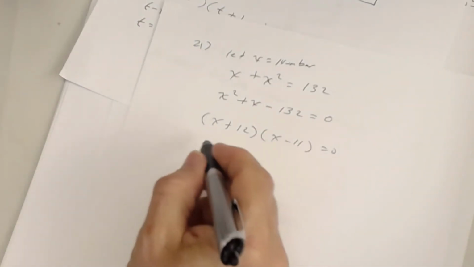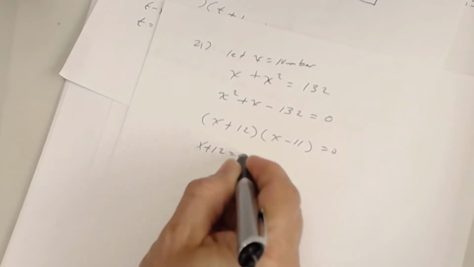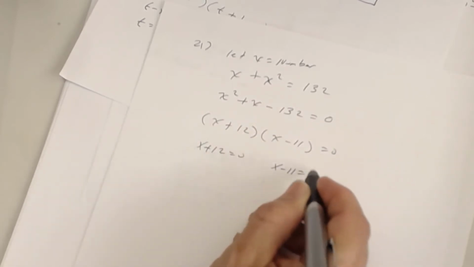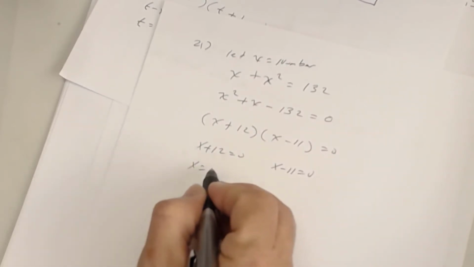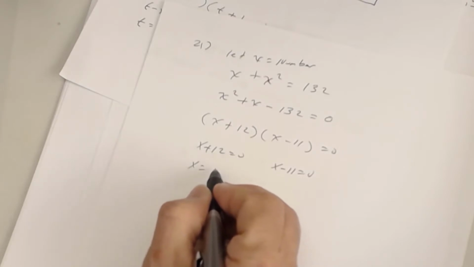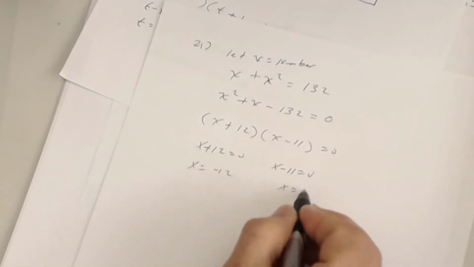And this is okay. Then I use the zero factor property. x plus 12 equals 0, x minus 11 equals 0. So x is negative 12. x is 11, right? Okay. So that's where we're at.